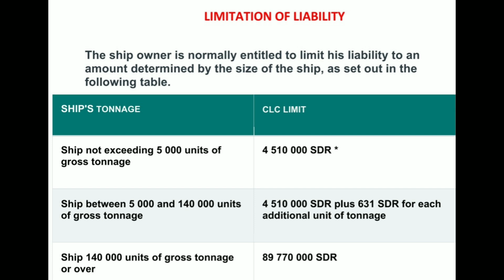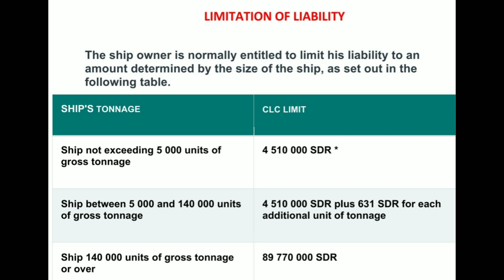Limitation of liability. The ship owner is normally entitled to limit his liability to an amount determined by the size of the ship as set out in the following table. Ship's tonnage. Ship not exceeding 5,000 units of gross tonnage. CLC limit 4.51 million SDR.